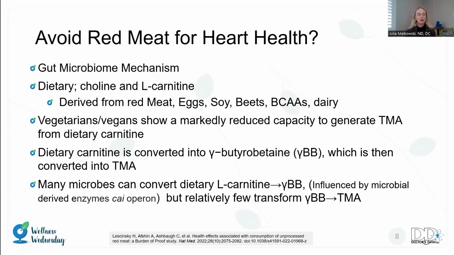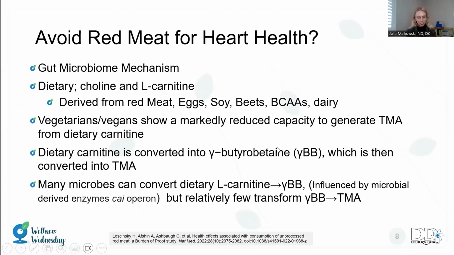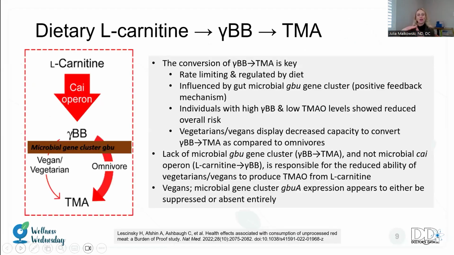The second step is going to be that some of these bacteria will then convert gamma-butyrobetaine into TMA. And that's where we see that the vegans actually do not have that capacity. Therefore, they do not have the end product of TMAO. Let's take a greater look at this in detail.